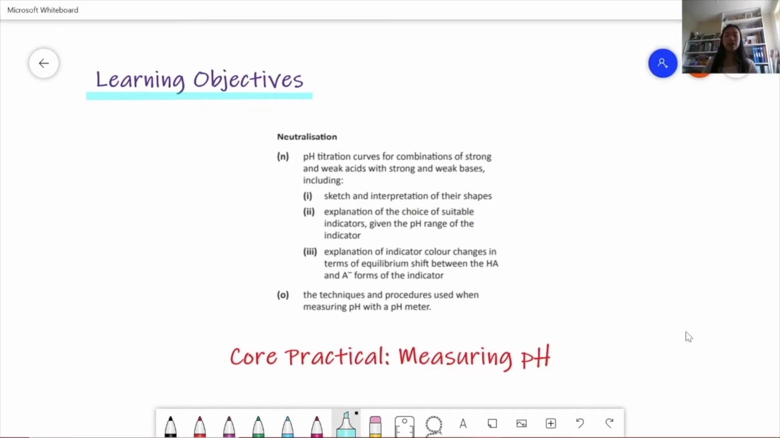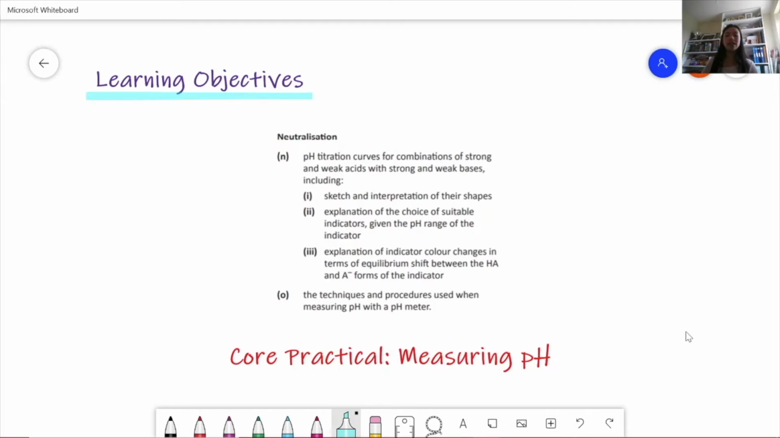Today we're going to be looking at neutralisation, so here are our learning objectives. The first is to look at the pH titration curves, so combinations of strong and weak acids with strong and weak bases, and this includes sketching and interpreting their shapes, explaining the choice of suitable indicators, and the explanation of indicator colour changes in terms of equilibrium shift.